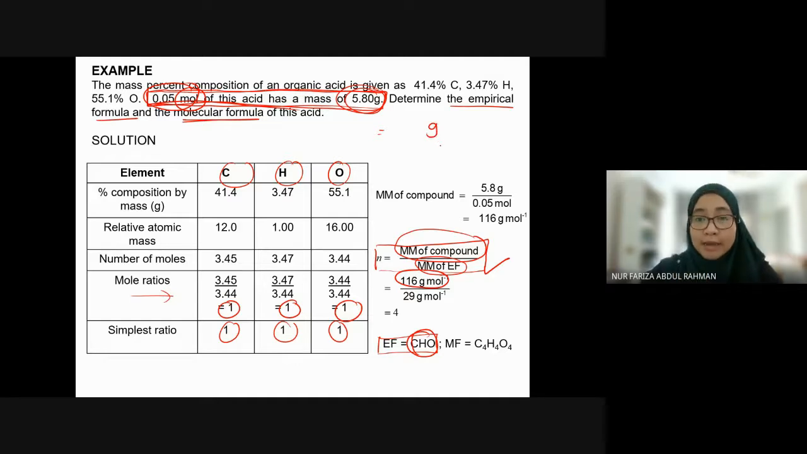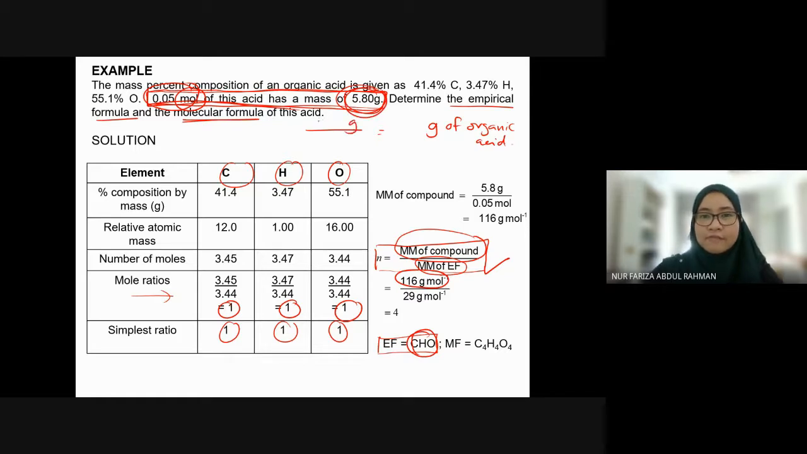Kenapa nak dalam gram? Because we want molar mass, kan? Molar mass in gram. Mass for 1 mole of substance. So gram of organic acid, we want this. It needs to be in gram. Therefore, how do we arrange the information? If you want it to be in gram later on, so dekat atas should be gram lah.